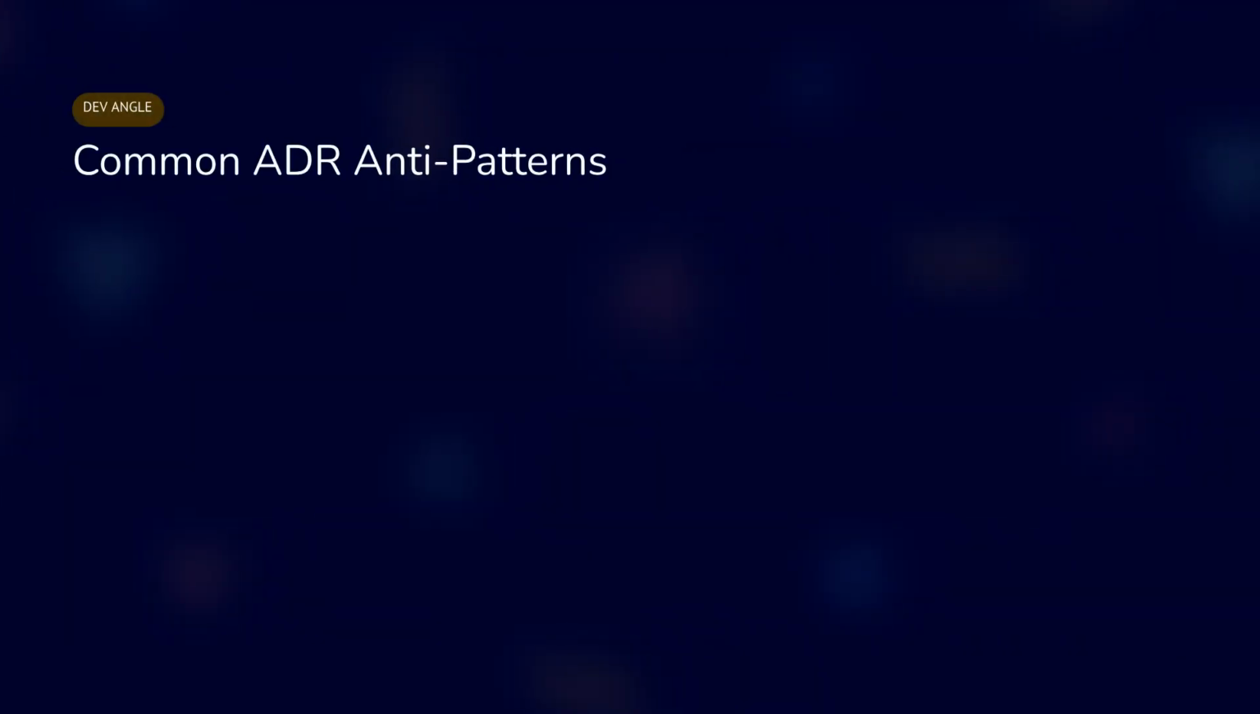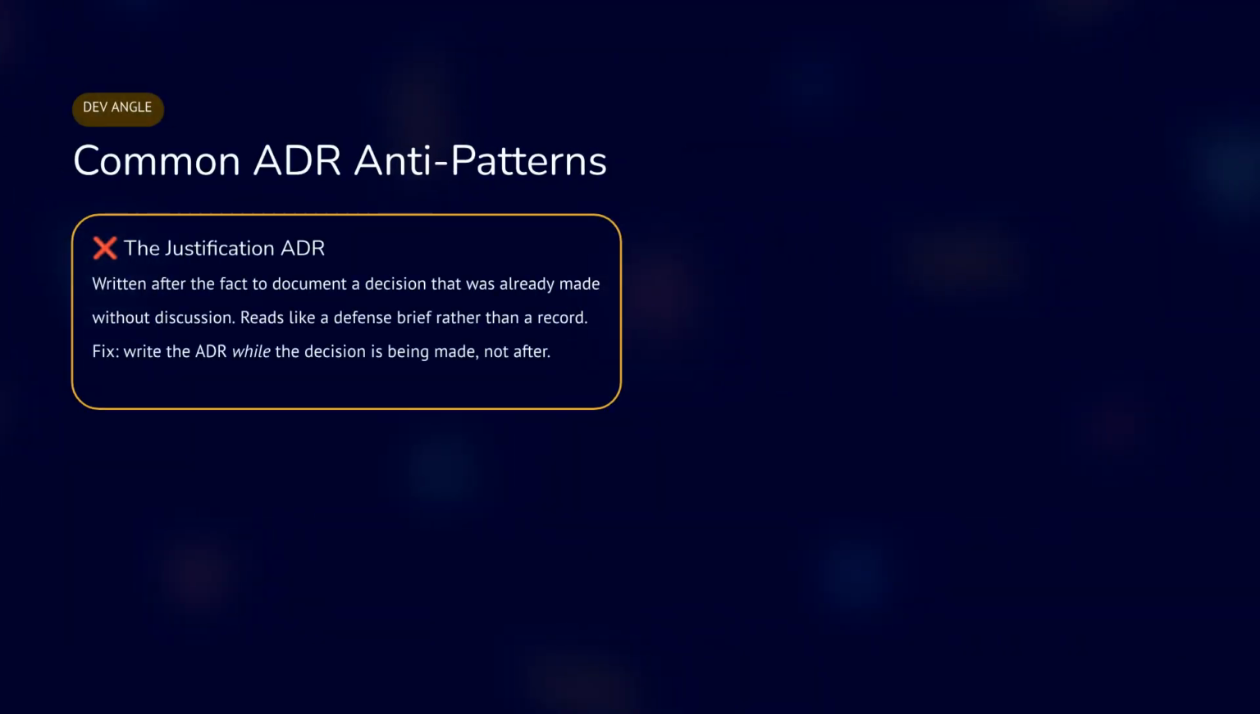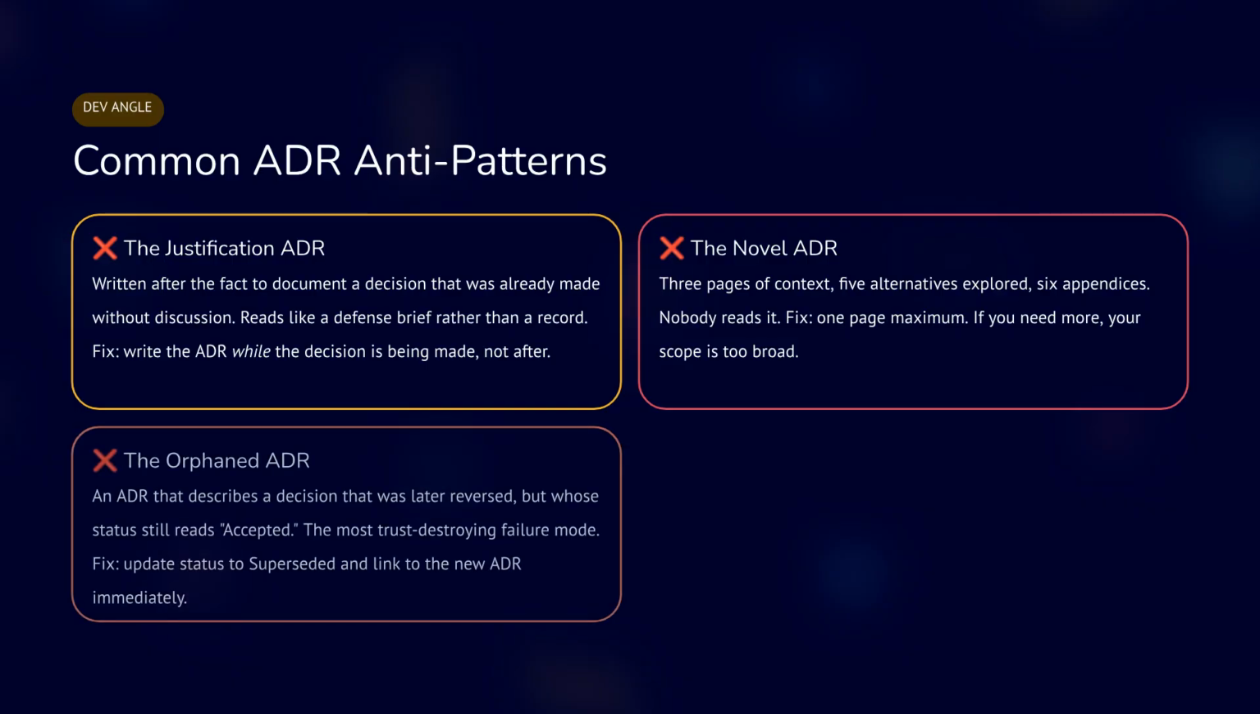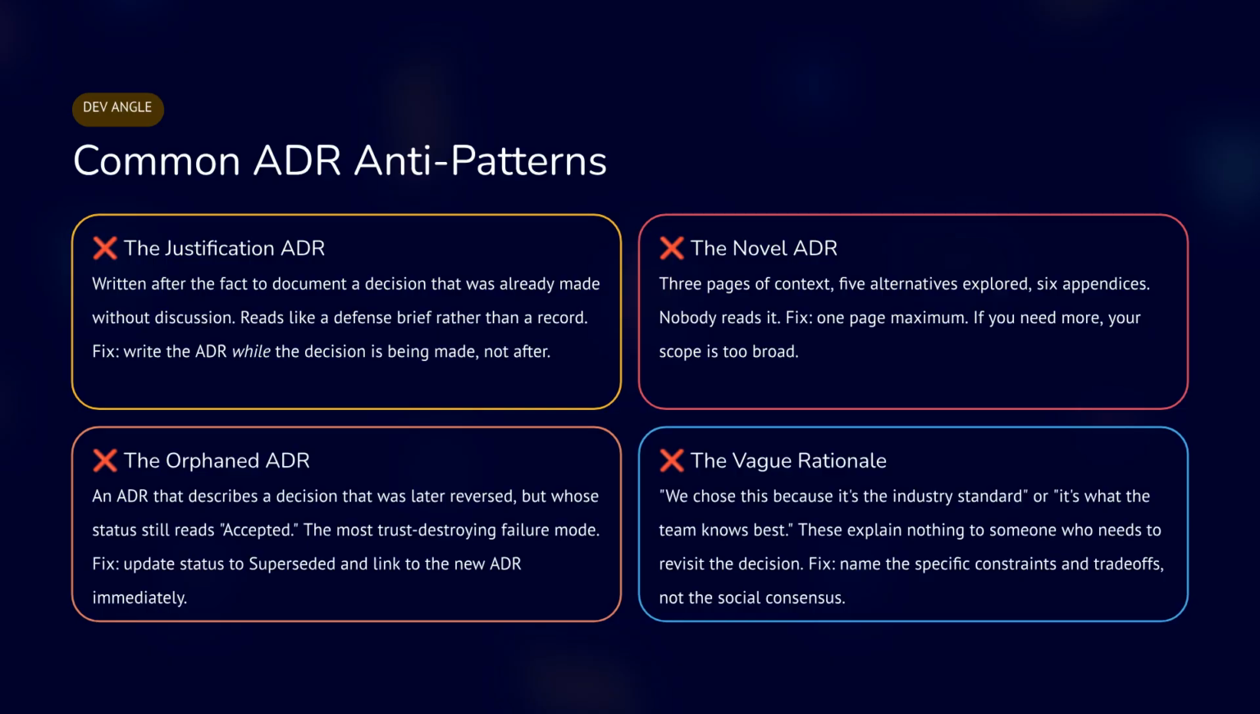Avoid common anti-patterns like the justification ADR, written after the fact, the novel ADR, which is too long, the orphaned ADR, which is outdated and misleading, and the vague rationale, which doesn't explain the specific trade-offs.